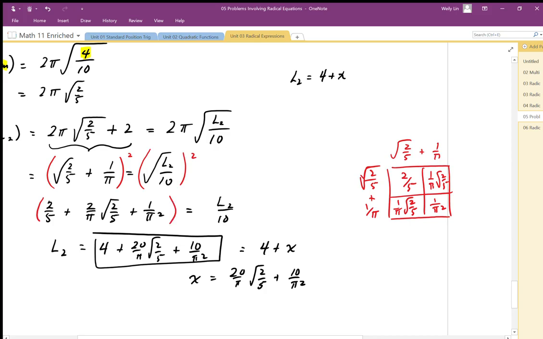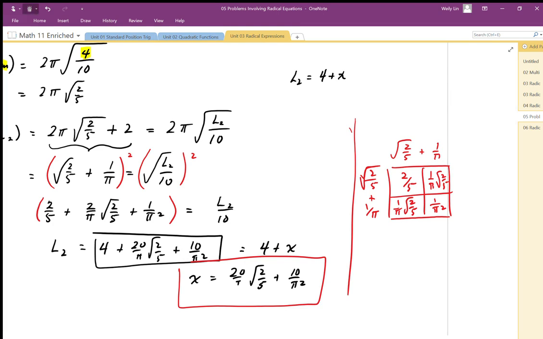Okay, so this is how it was done over here. So my final answer is going to be x is equal to that value there. Just to make sure that's clear, that's going to be 20 over pi.